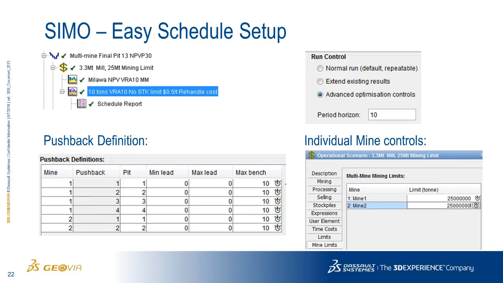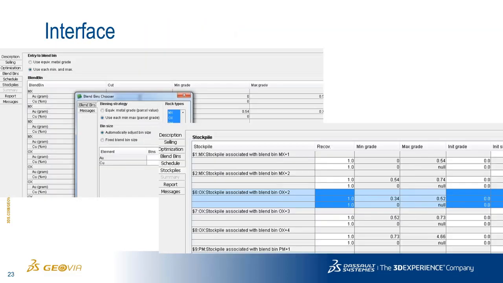In terms of the interface, it's very similar to the traditional Whittle interface. You can see the blend bins, and that setup is quite similar to the stockpiles. The stockpiling is the same setup where we define the entry to the stockpile and the rehandling costs, all the traditional components you define with a stockpile. Everything else about the Whittle SIMO interface is the same.